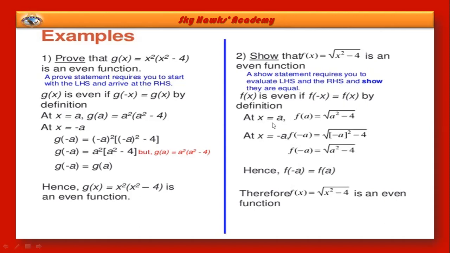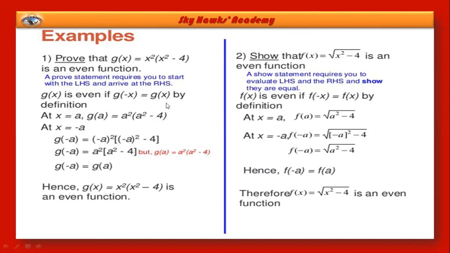At x is equal to a, f of a is equal to the square root of a squared minus 4. At x is equal to negative a, f of negative a is the square root of negative a squared minus 4. F of negative a is equal to the square root of a squared minus 4. Hence, f of negative a is equal to f of a. Therefore, f of x is equal to the square root of x squared minus 4 is an even function.